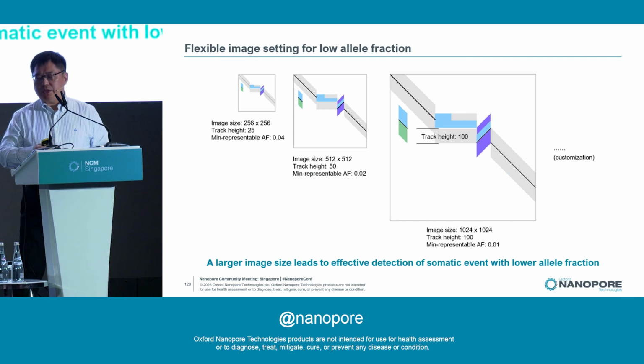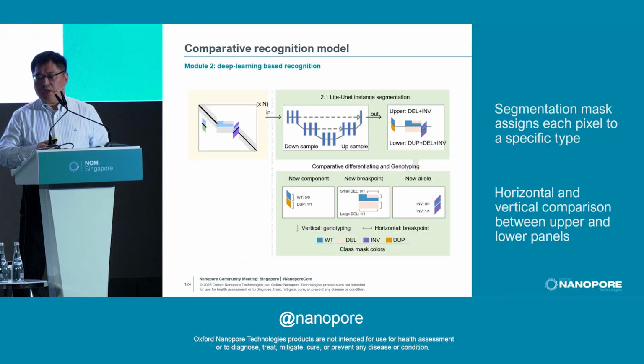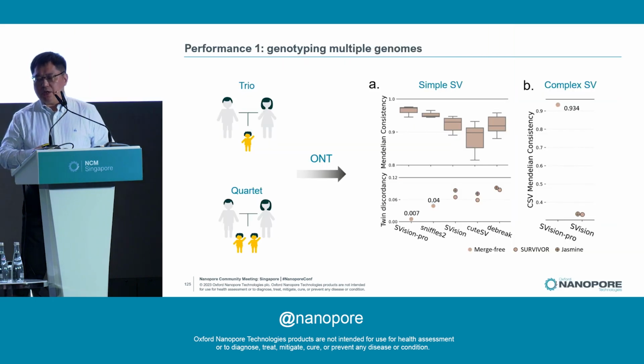By doing that, we can actually detect very little signatures. For example, if we want to find 1% allele fraction, we just need to increase it to 1K times 1K dimension. And we use the light unit framework to directly do detection of the new components, new relevant breakpoints, and new alleles.